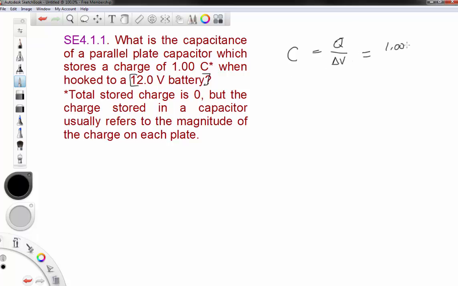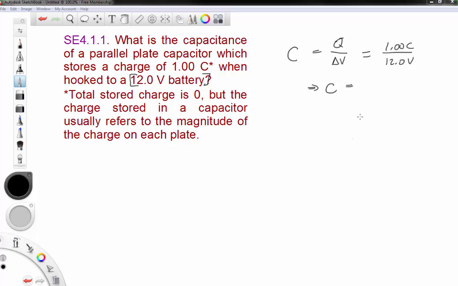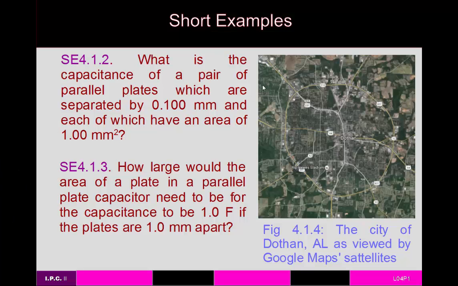So we have 1.00 coulombs divided by 12.0 volts, and therefore the capacitance of this thing is 1/12, or in significant figures, 1 divided by 12 gets us 0.083333 repeating. So we could write that as 0.0833 farads, and that's the capacitance of this capacitor.